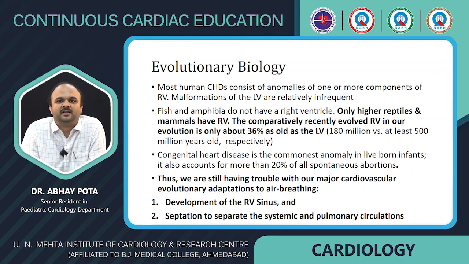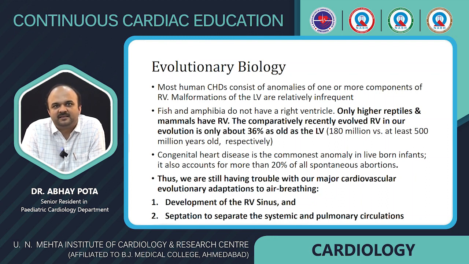Why? So let us have a basic understanding of evolutionary biology. Most human congenital heart diseases consist of anomalies of one or more components of the right ventricle. Malformations of the left ventricle are relatively infrequent. Fish and amphibia do not have a right ventricle. Only higher reptiles and mammals have a right ventricle. The comparatively recently evolved right ventricle in our evolution is only about 36% as old as the LV. So RV is somewhere around 180 million years old versus the appearance of LV 500 million years back.